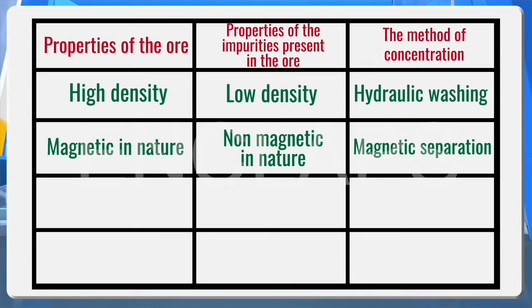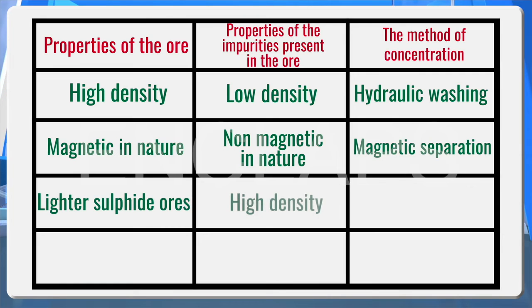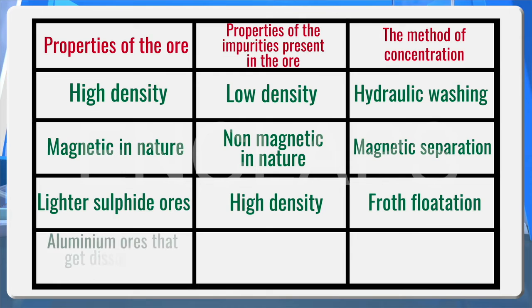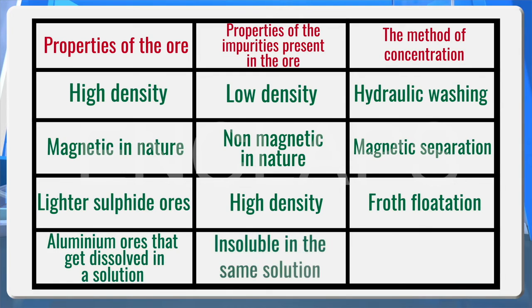In the third example, it is given that the ores are lighter sulfide ores and the impurities have higher density. In these conditions, the method opted is froth flotation. In the fourth example, it is given that the aluminum ores are dissolved in a solution while the impurities are insoluble in the same solution. So, the suitable method in this case is leaching. So, now our table is completed. So, you have a clear idea about how to determine the suitable method for the concentration of the ores?